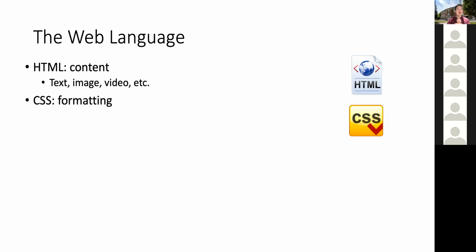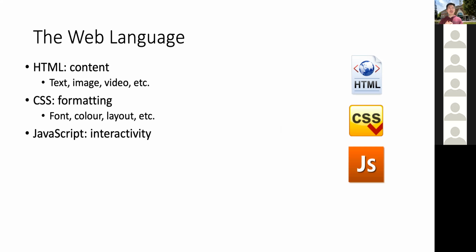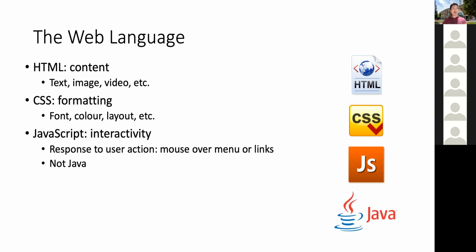And there's CSS. CSS is designed specifically for formatting. Once you have, for example, text, you can change the font, color, or the layout of the page, say which picture goes to which part of the page. These are what CSS does. And finally, it's JavaScript, and it adds interactivity to the page. For example, when you mouse over a menu or link, the menu might drop down, the link might change color, or pop out a message explaining what the link is for, and these are done using JavaScript.